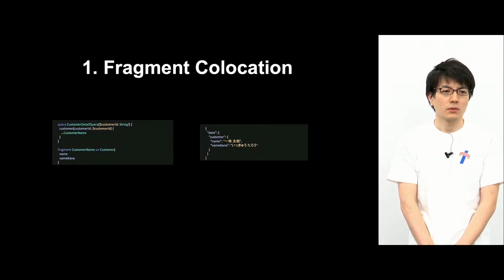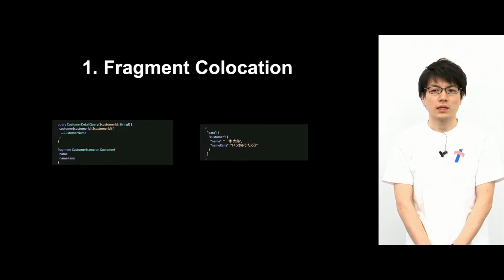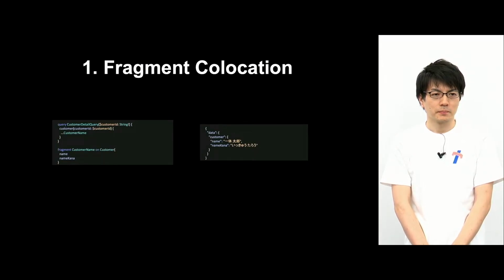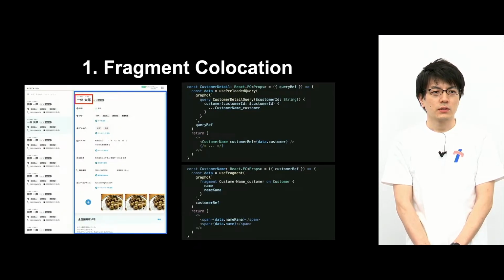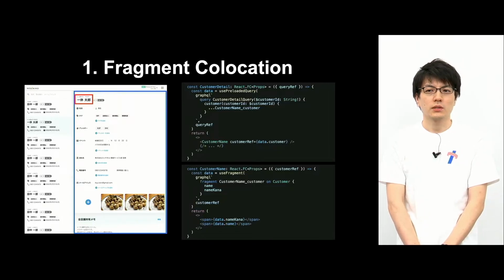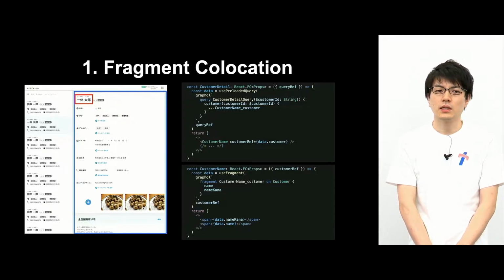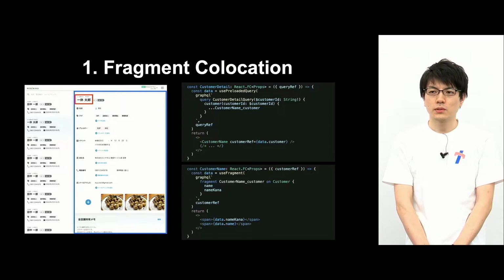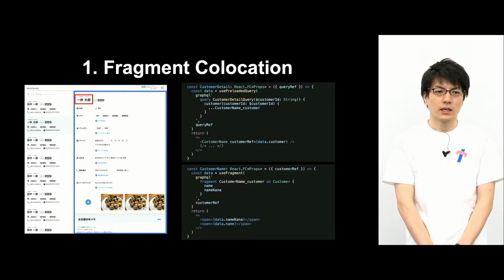So the fragment is a scheme to partially declare a part of a GraphQL query. So the customer QL is a fragment. So fragment colocation is using the fragment. So you can do the declaration, and then you can actually display the name.